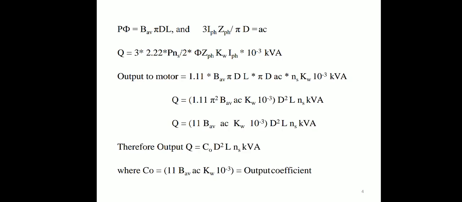Q is equal to 11 BAV AC kW 10 raised to power minus 3, in a bracket, into D square L NS kVA. Therefore the output equation is Q is equal to C0 D square L NS kVA, where C0 is your output coefficient, which is 11 BAV AC kW 10 raised to power minus 3.